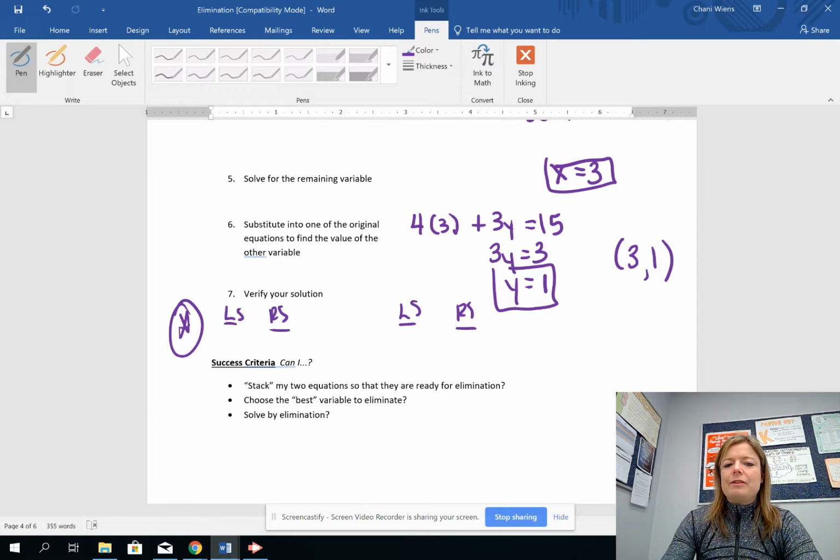Okay, so there you go. That is the rest of elimination. Please read the success criteria.